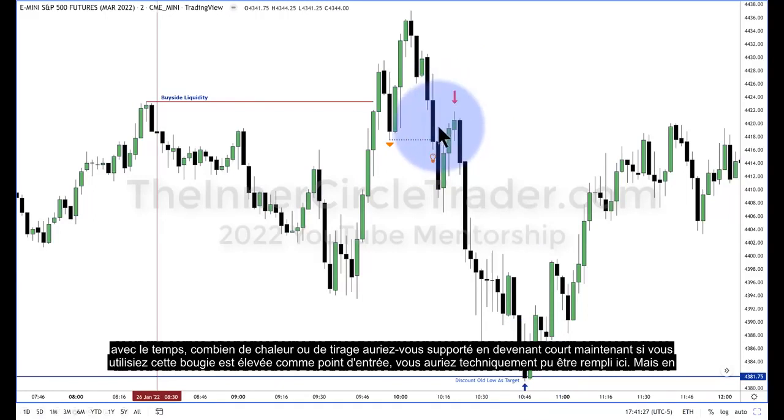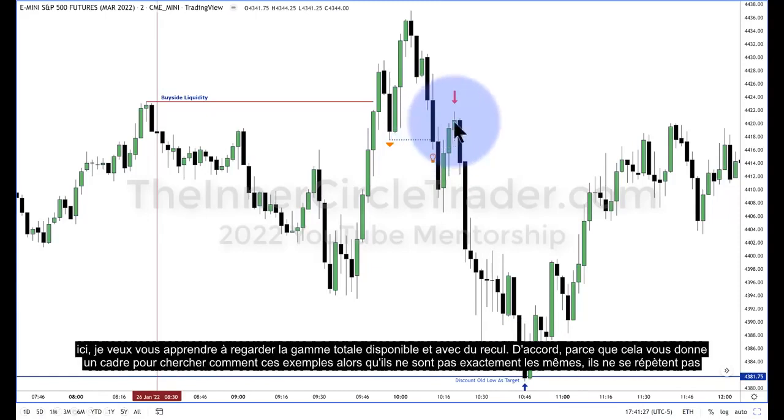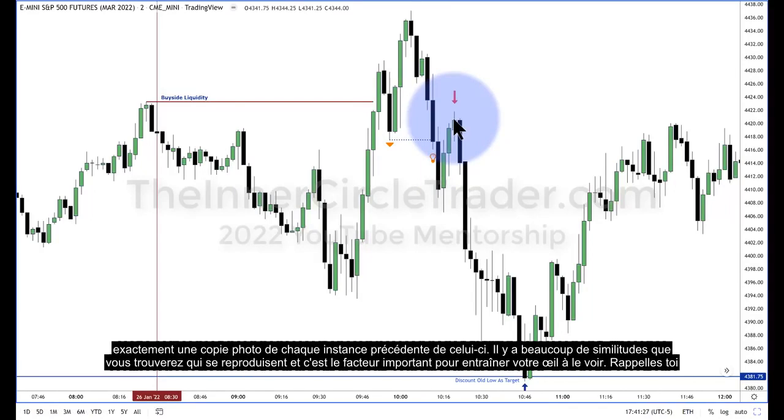Now, if you used this candle's high as your entry point, you technically could have got filled here. But in here, I want to teach you to look at the total range available, in hindsight, because it gives you a framework to look for how these examples, while they're not exactly the same, don't repeat exactly, a photocopy of every single previous instance of it. There's a lot of similarities that you'll find that are reoccurring. And that's the important factor, to train your eye to see it.